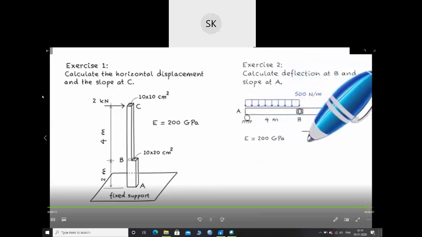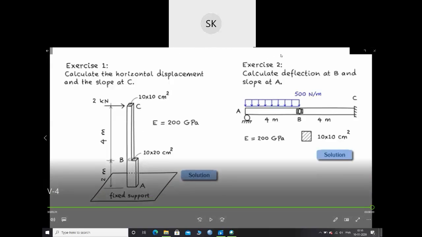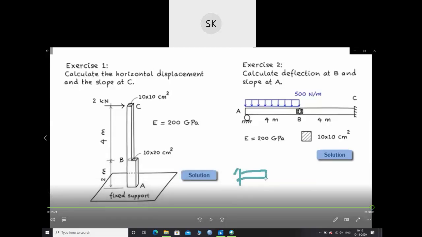Let's calculate the horizontal displacement and the slope for this beam. See, this is the beam. Actually, this beam is a cantilever beam with different cross sections. One is this cross section, and another is this cross section. It is fixed at this part. If you place it in the horizontal plane, it will be like this. So we'll see the horizontal displacement and the slope at C for this kind of beam.